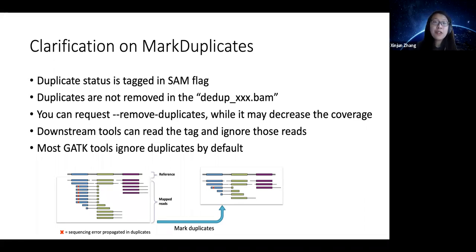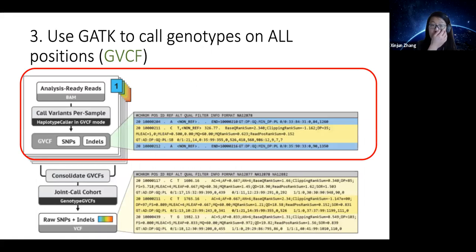So this is just one clarification from yesterday. I think that was a great question. Okay, let's start from now. Now that we have the cleaned, ready-to-go BAM file from each of the individuals, what we're going to do first is to get a GVCF file.